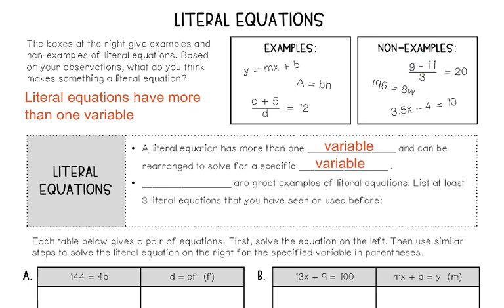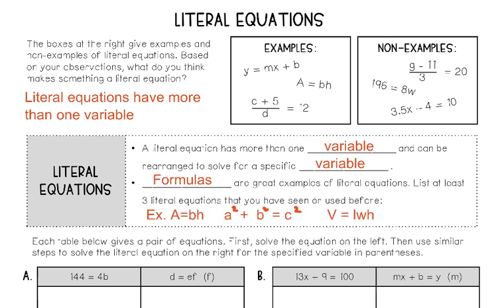In all of these non-examples, they're still equations, but we can actually solve for the given variable and figure out what that missing number is. However, in a literal equation, there's more than one variable. So all you're going to do in these literal equations is rearrange them to solve for a specific variable.